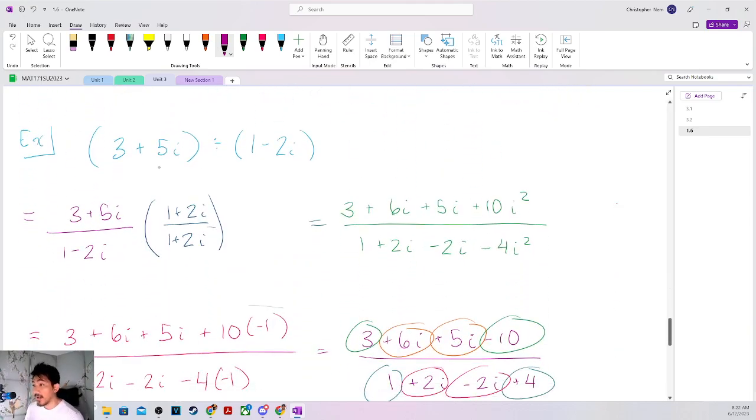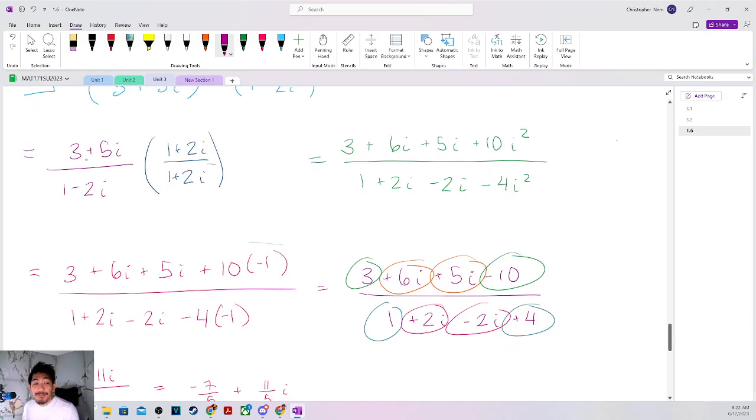3 plus 5i divided by 1 minus 2i. Well, I'm going to turn this into a fraction because that's what division is. And I'm going to multiply by the denominator's complex conjugate. 1 minus 2i, the conjugate is 1 plus 2i, over 1 plus 2i. Now, I do this because technically a number divided by itself is 1. So I'm not changing the value of my problem at all. I'm just multiplying by 1. It's just going to change its representation.